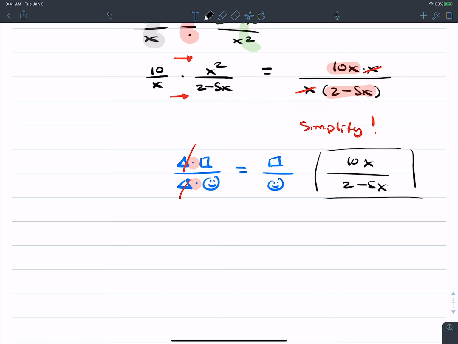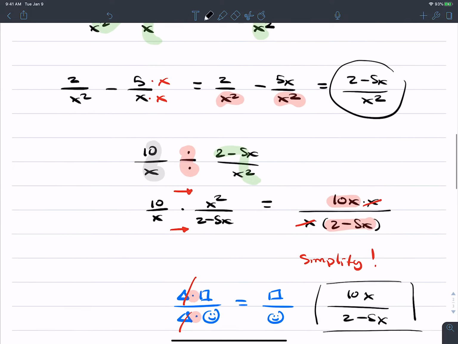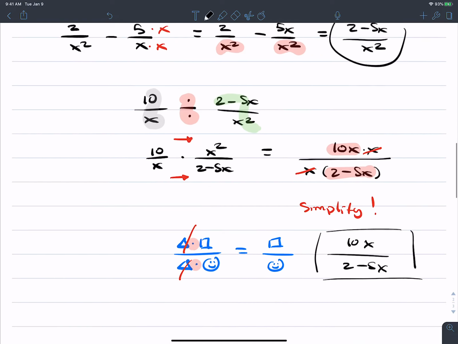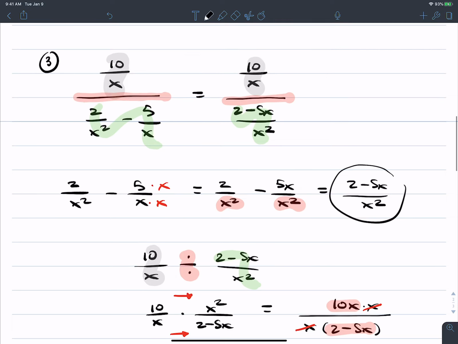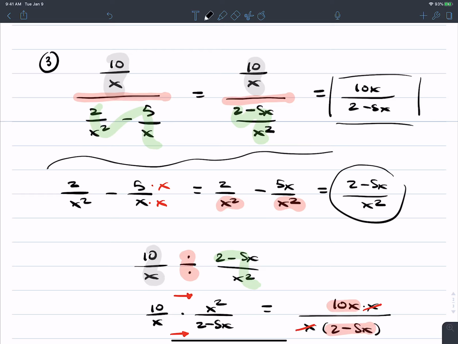This is number 3. Now we're fine. All right, now this is simplified. So I can say this is 10x over 2 minus 5x. This here is the final answer for the complex fraction. This is all the work, however. So this is number 3.